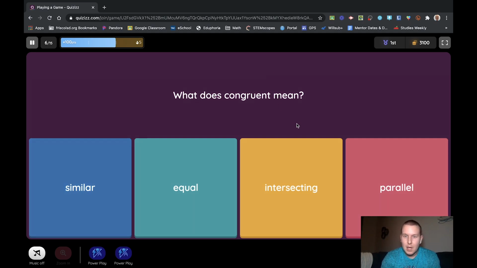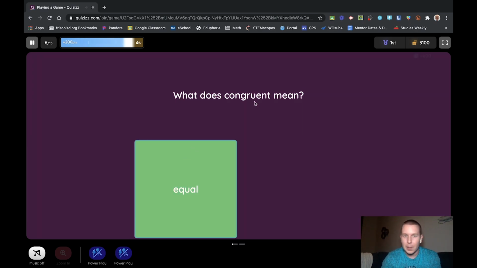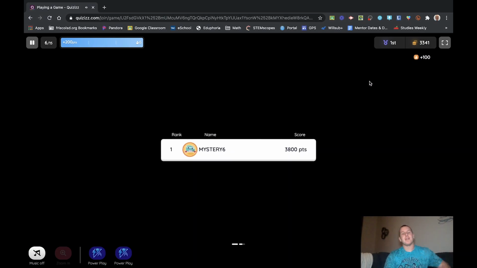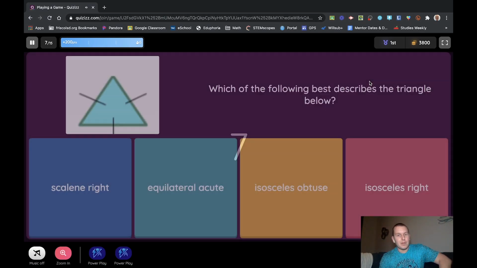Hang tight on that. Intersecting, that just means when they cross. Parallel means when they don't cross. So, boom. That was easy. I could have done that in my sleep. All right, moving on to the next problem.